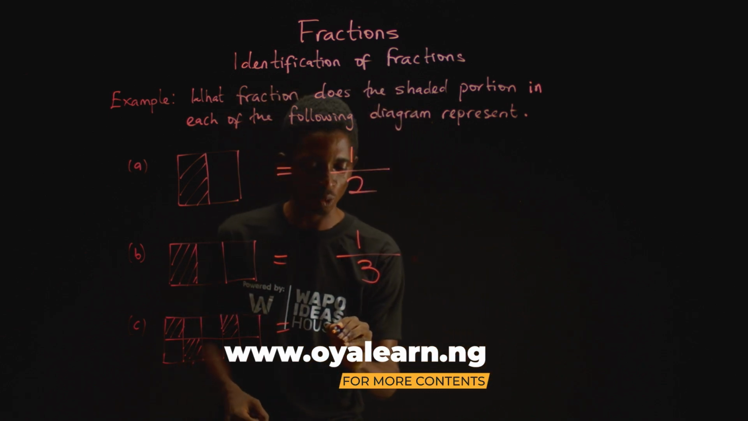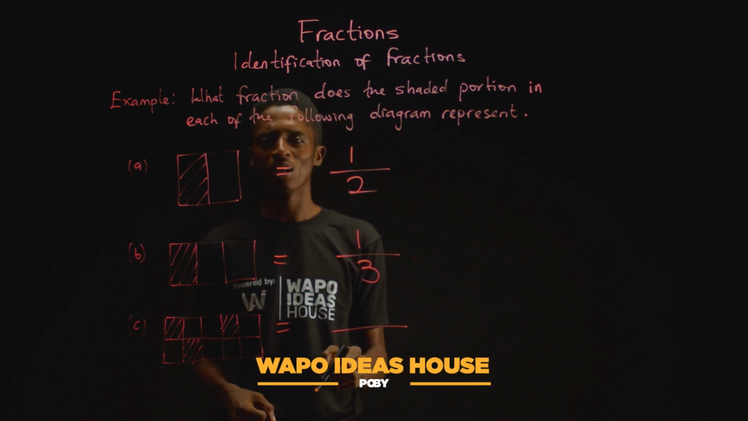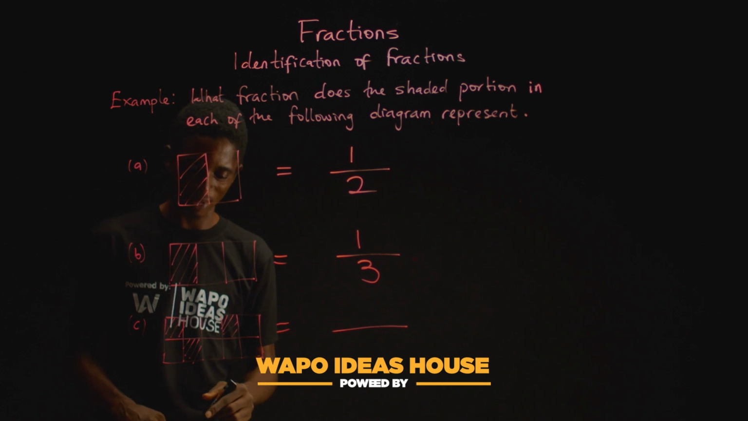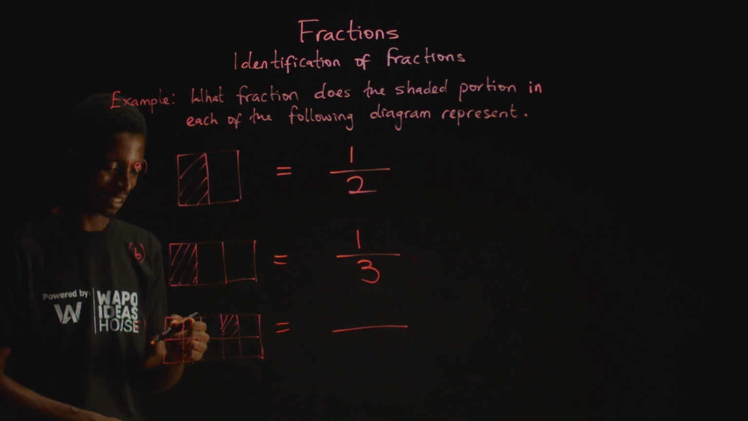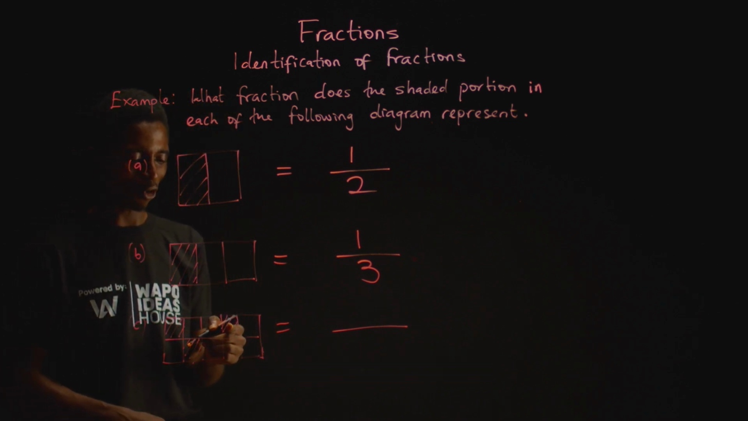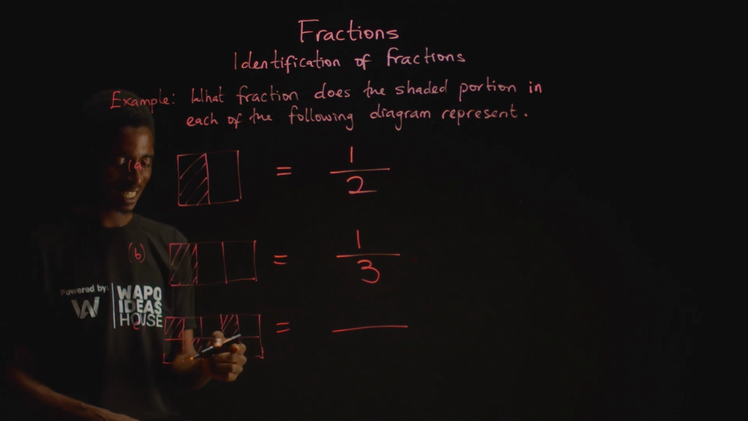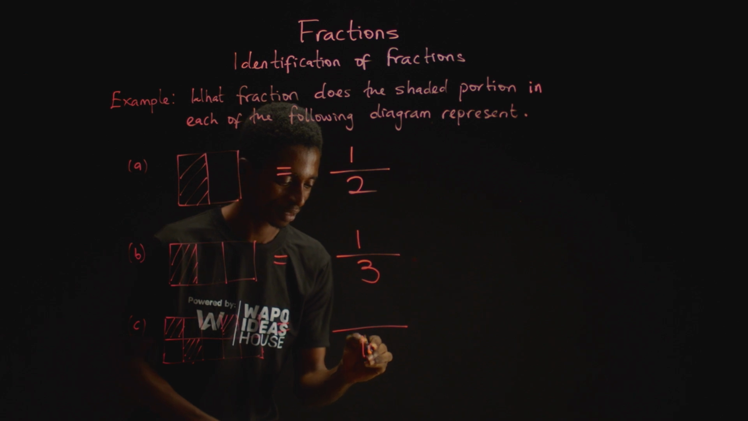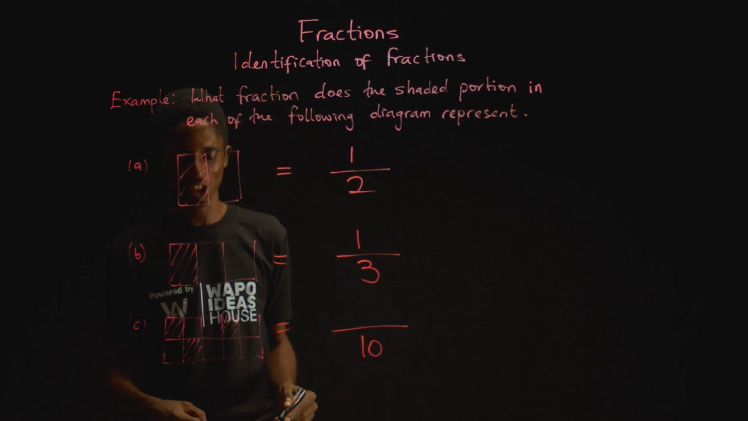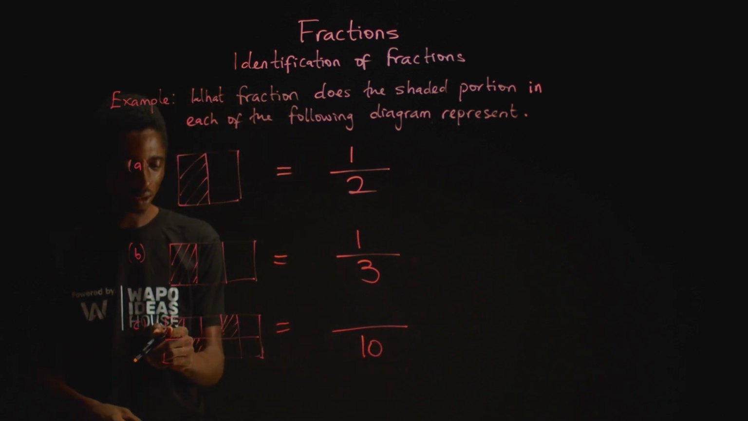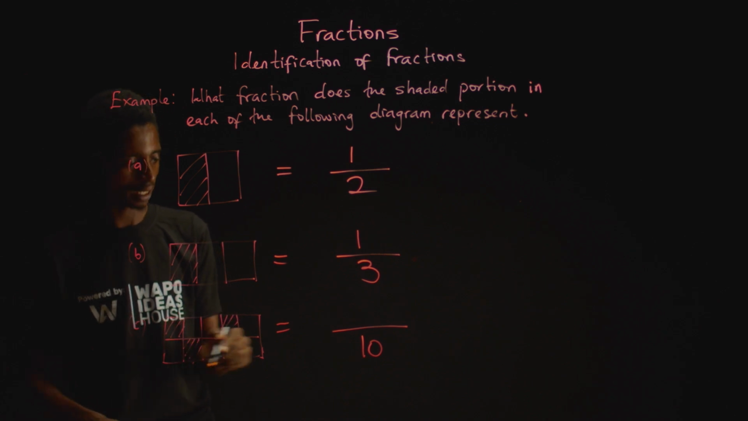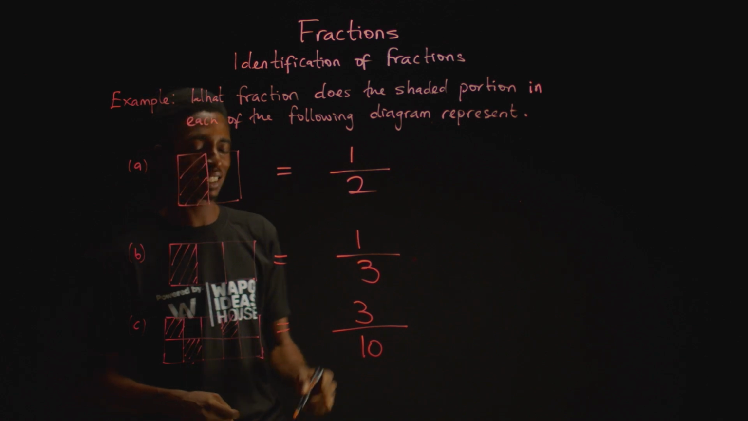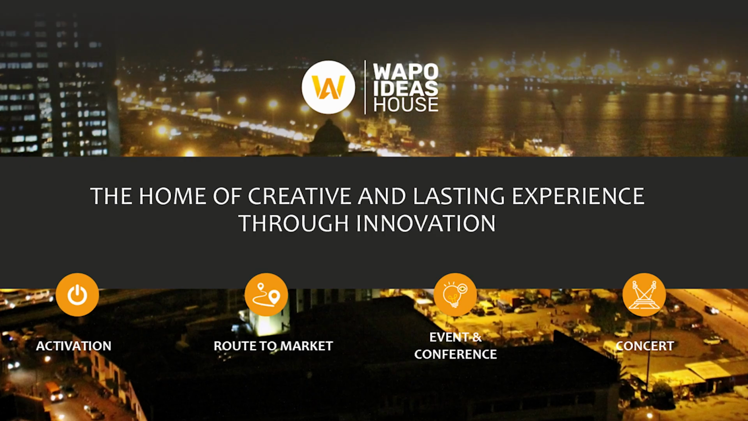And then in the third one, what goes to the denominator? The number of equal parts we have. So let's count. 1, 2, 3, 4, 5, 6, 7, 8, 9, 10. Now, how many parts are shaded? 1, 2, 3. That tells us that this diagram represents 3/10. Thank you.